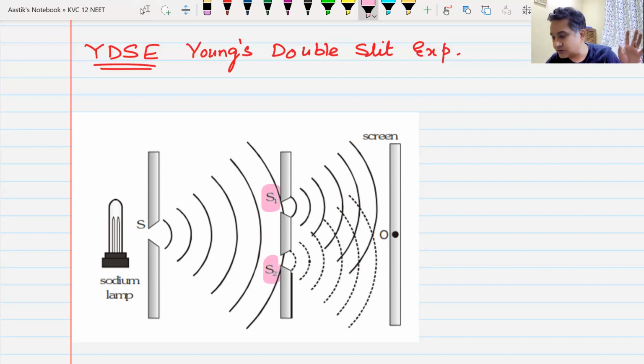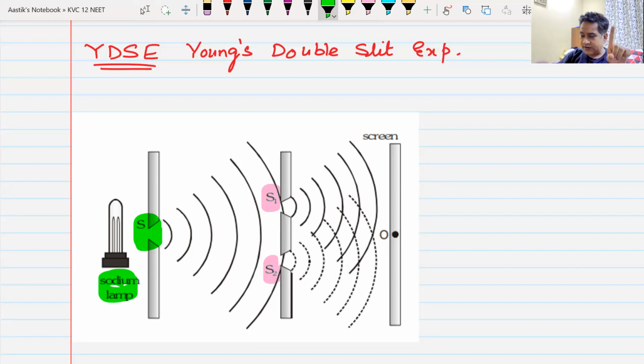What is the mother source? This sodium lamp, or you can say this slit S is your mother source, a single source of light producing two coherent sources. By which method? Remember, we had two methods of creating coherent sources from a single source. Which method have we employed here?